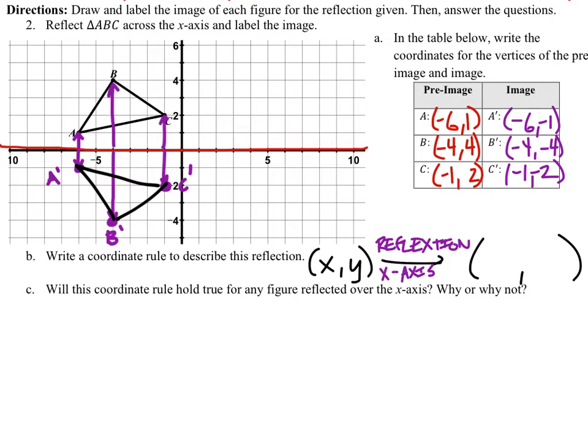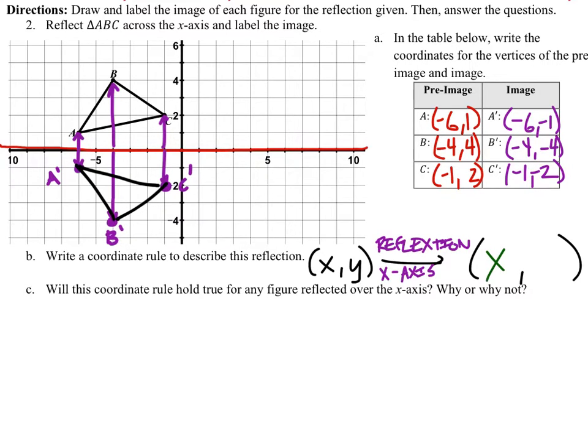Now here's what I want you guys to notice, and it's similar to what we just did in the last problem reflecting over the y-axis. But this time notice these x values for all 3 points are the same in the pre-image as well as the image. They're the same.